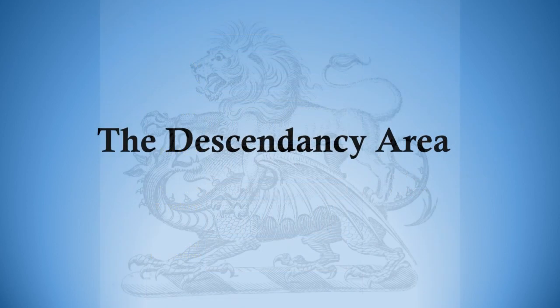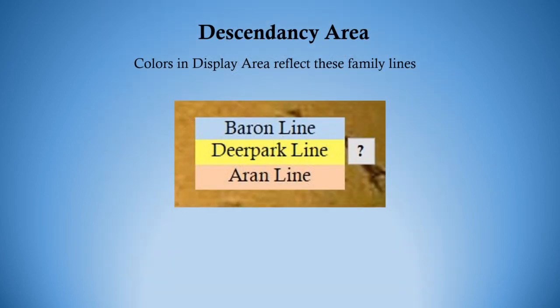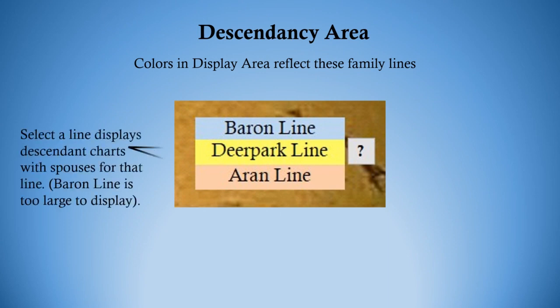The third area of the screen is the descendancy area. This area shows the colors of the descendancy lines in the background colors of the description and provides access to descendancy charts. These colors reflect the background colors of the descriptions in the display area and indicate to which line the FMA description relates. Selecting one of the colored boxes will display a chart of the descendants of that line.